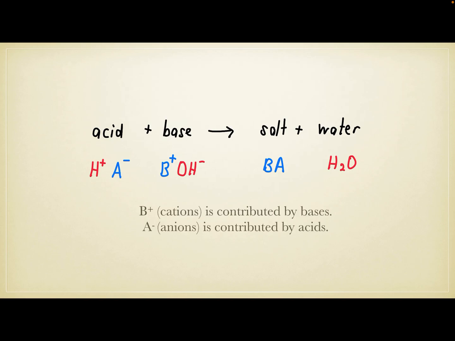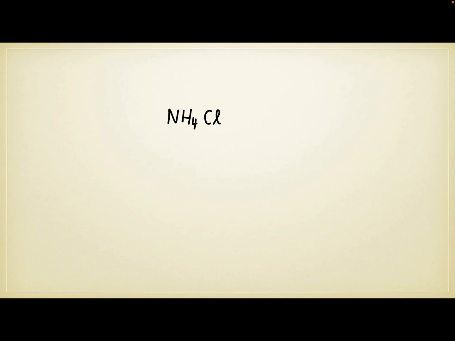So B plus, or the cations from the salt, is contributed by the base, and A minus, or anions from the salt, will be contributed by the acids. So this is how we are going to trace the parent. We are going to trace the acid and base that is producing the salt. We know that NH4Cl is made up of NH4 plus, that is the cation, and Cl minus, that is the anion. Since NH4 plus is a cation, it should come from our base, so it should come from NH4OH, while Cl minus, our anion, should come from our acid, therefore it comes from HCl.